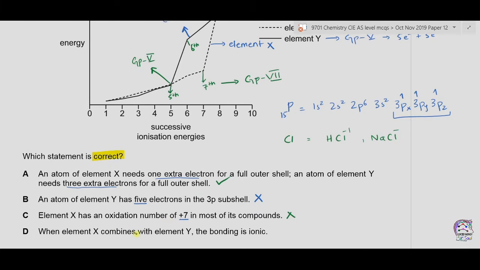D. When element X combines with an element Y, the bonding is ionic. As we know, one is phosphorus, second is chlorine. So the bonding between two nonmetals is not ionic, it is actually covalent. So they will share electrons and form PCl3 or PCl5. So this is also incorrect. So the only correct option is A.